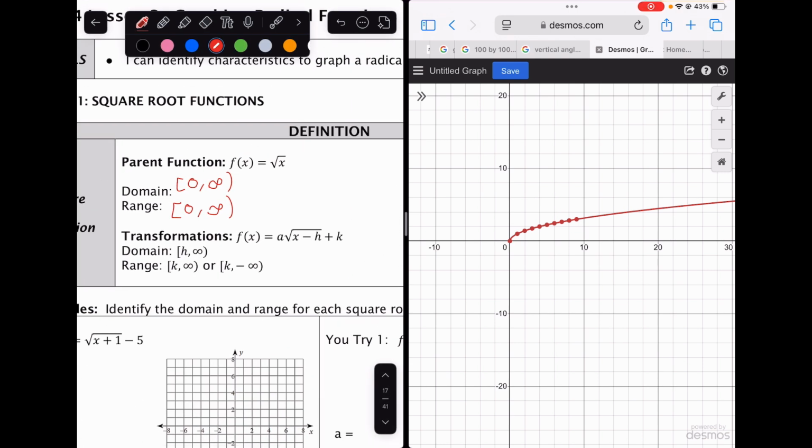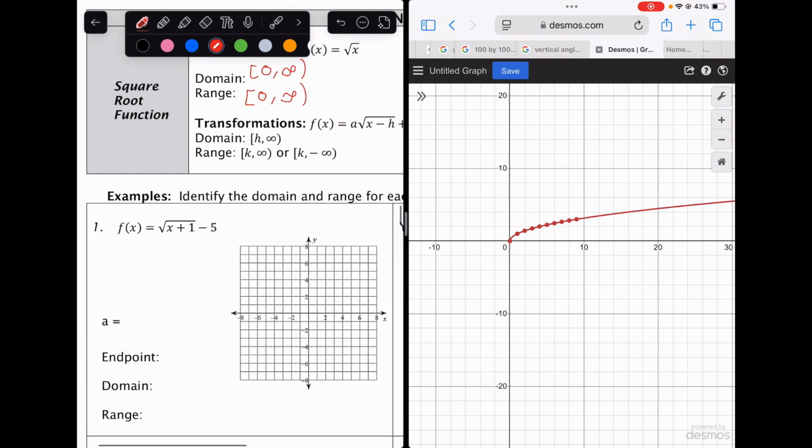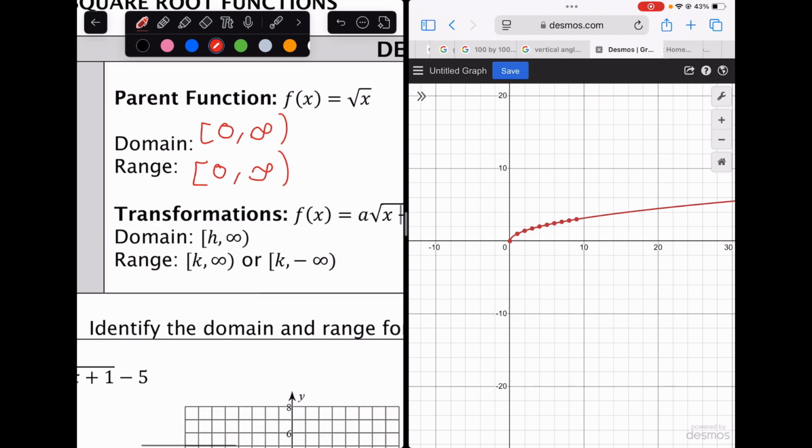As you can see, the starting point for the parent function is 0, 0. And as we move that starting point around, it's going to move the 0, 0 around. So we'll call that our endpoint. And if you recall, the a value out in front stretches and compresses it. It's going to make it grow really fast or grow really small. Or if it's negative, it can reflect it.